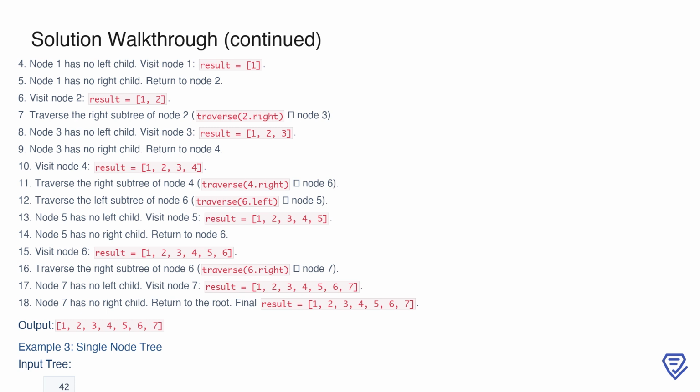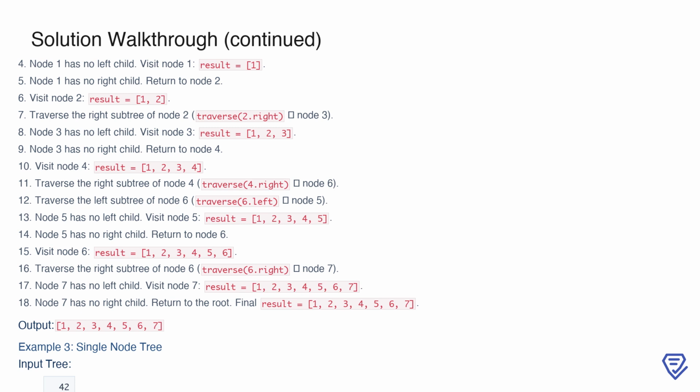At this point, we visit node 4 and append its value to the result list, making it result equals 1, 2, 3, 4. We then proceed to traverse the right subtree of node 4, reaching node 6. At node 6, we start by traversing its left subtree, arriving at node 5. Node 5 has no left child, so we visit it and append its value to the result list, updating it to result equals 1, 2, 3, 4, 5.